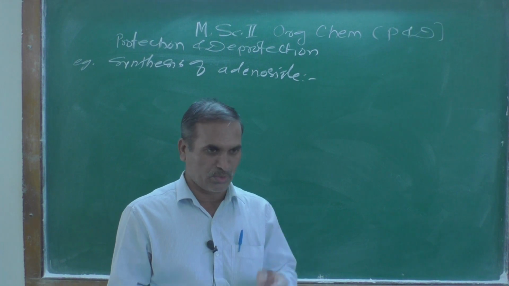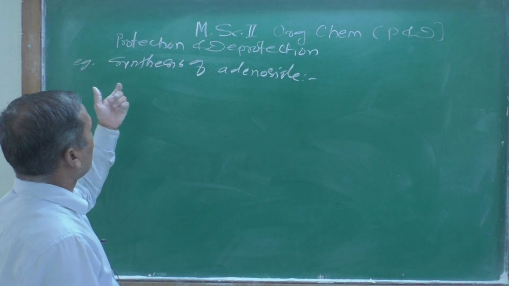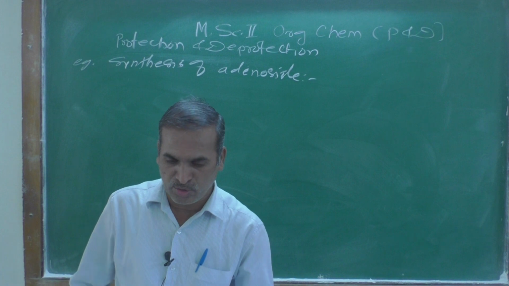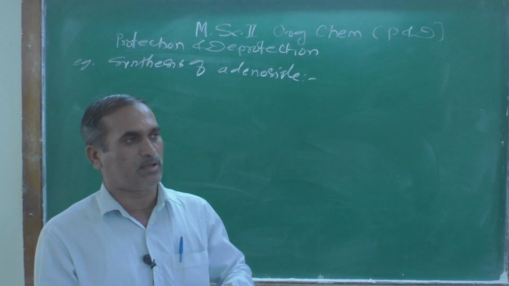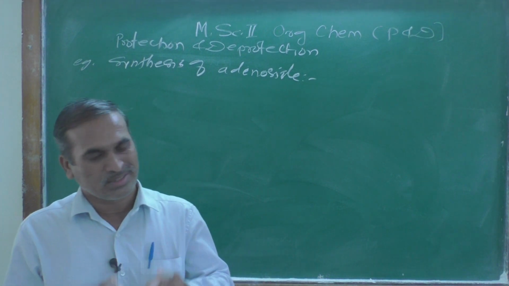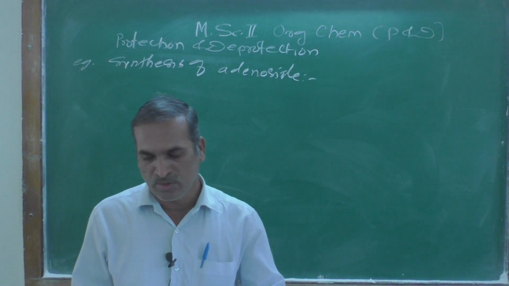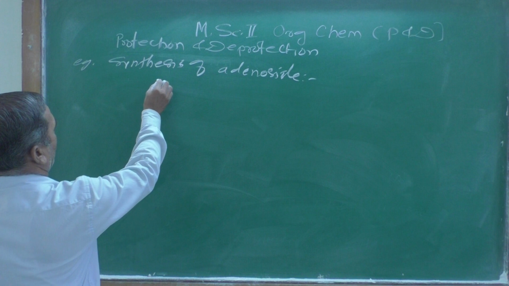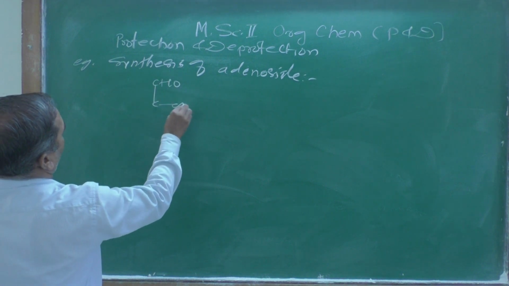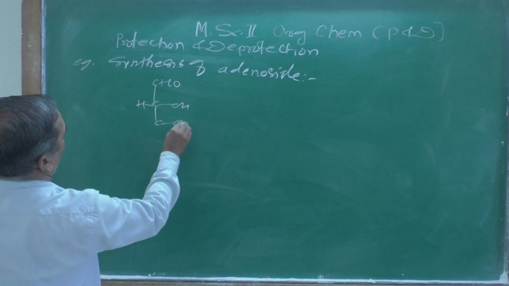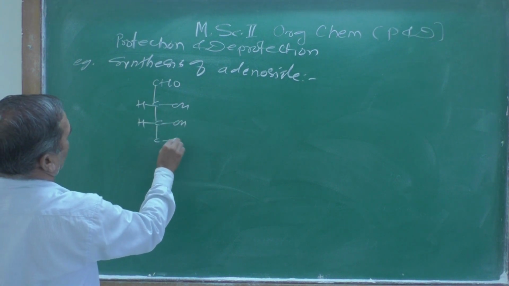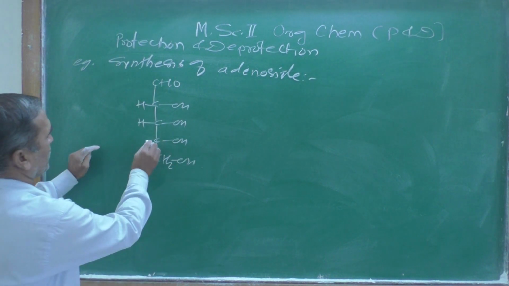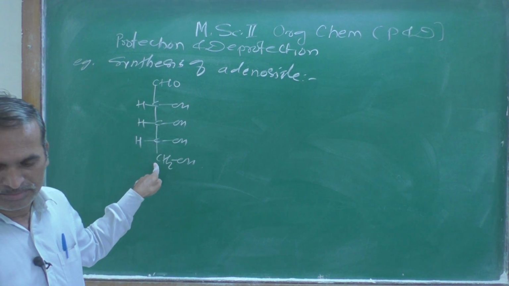What are we going to discuss today? So today we are going to discuss the synthesis of adenosine. As we know, we are starting, what is the starting material used for the synthesis of that? First one is ribose. As we know, ribose has CHO, then COH, H, I am writing this one, COH, then H, then COH, then CH2OH. 1, 2, 3, 4 and 5 carbon atoms are present over there.